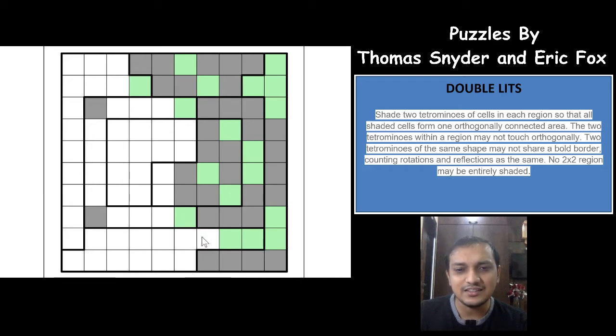Oh, that's excellent, guys. This cannot be shaded. So this region actually needs to connect to the other tetrominos using only this cell. So what happens if you shade this cell? This will be shaded, this will be unshaded, this will be shaded. And now this tetromino will either be L or I, both of which are not possible because both of these tetrominos are touching this one, right? So this cannot be shaded and this will have to be shaded for the tetromino to move ahead. Okay.